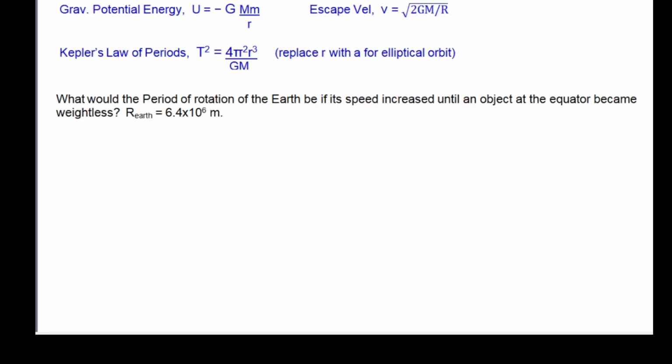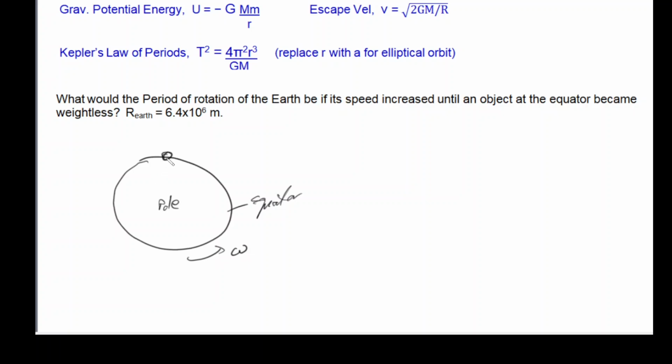Here's another problem. What would the period of rotation of the Earth be if its speed increased until an object at the equator became weightless? So let's draw this. Here's the Earth, and we're looking down on the Earth from the pole. So this becomes the equator, and it's rotating with an angular velocity omega.